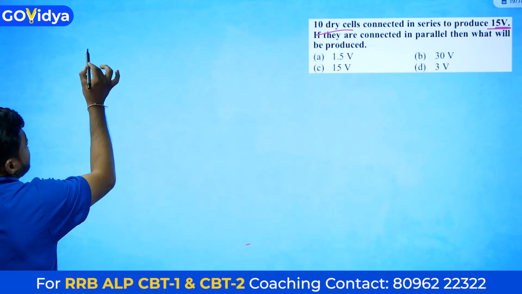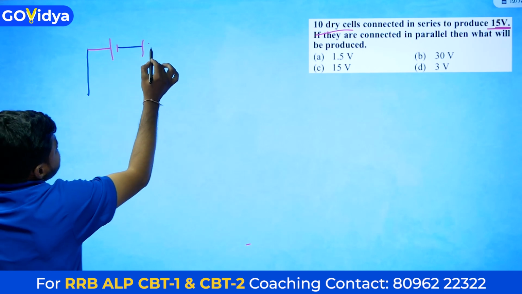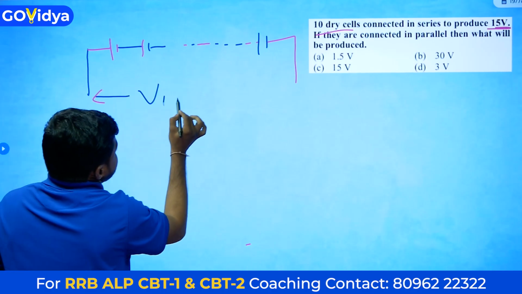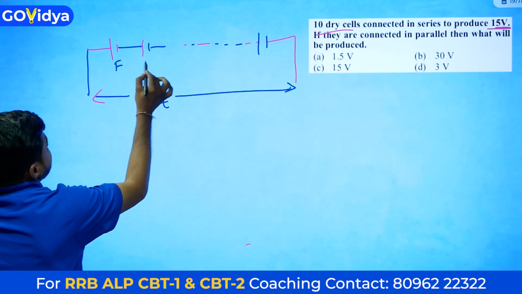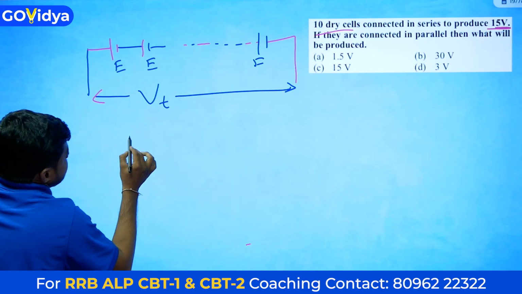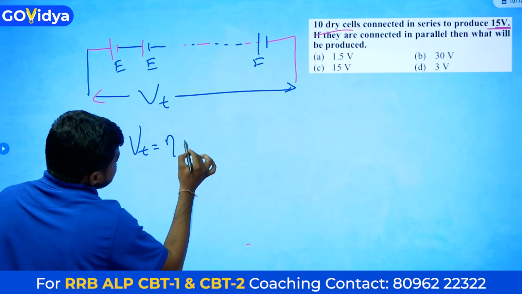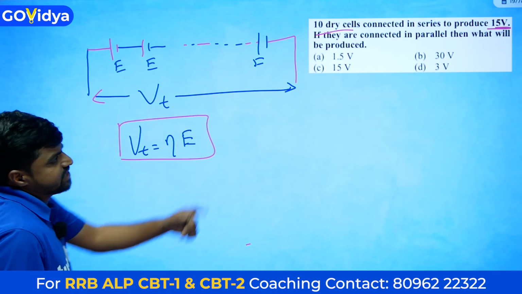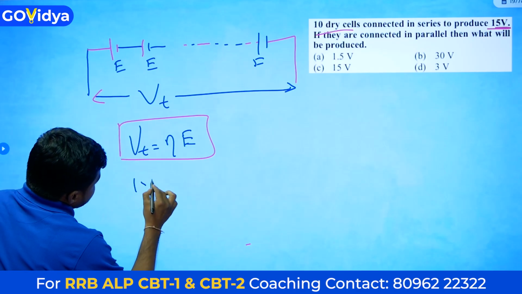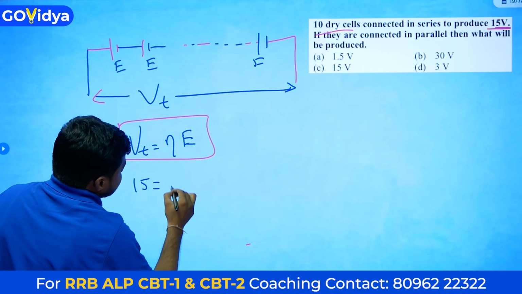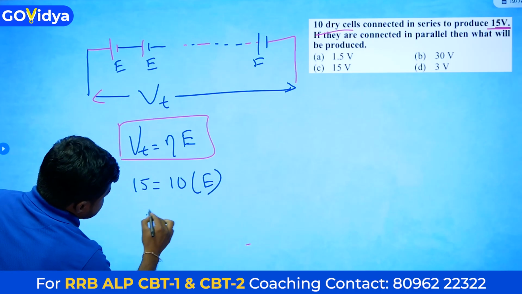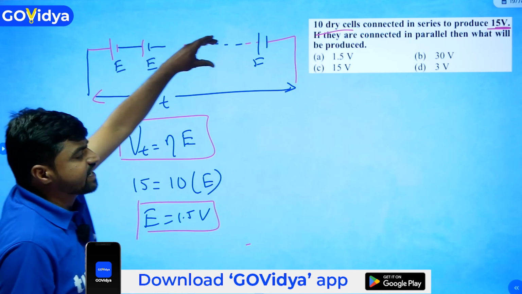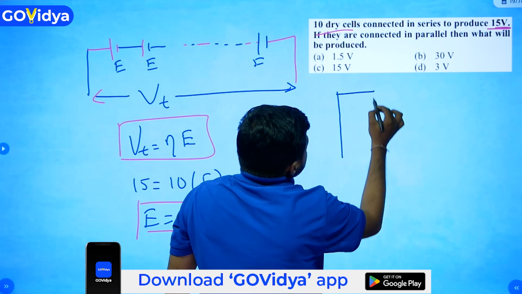Okay, 10 dry cells, each having EMF E, are connected in series. The terminal voltage is Vt, and each cell has E. Now Vt is equal to number of cells into E. E is the EMF of each cell. The terminal voltage is given as 15 volts, and number of dry cells is 10. We have to find E, which is 1.5 volts. Now these cells are connected in parallel.